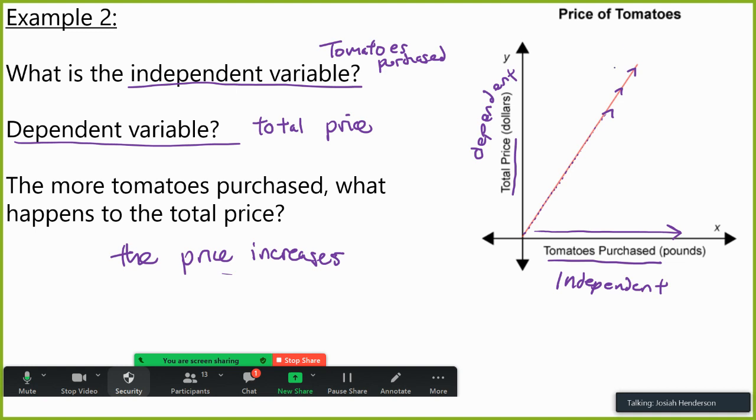And how do we know that? Because the graph is going up as we move to the right.